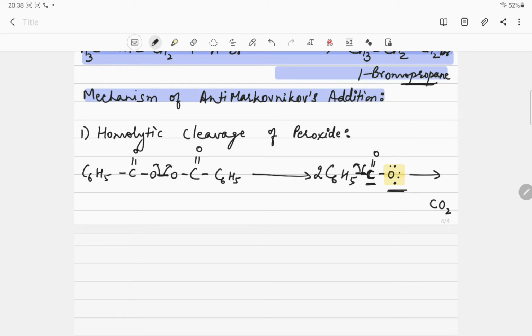It will pair up the electron present on this oxygen, and that is how it will be forming carbon dioxide. Now what about this? This will be left with an odd electron like this. Two phenyl free radicals are formed: C6H5 with an odd electron, another C6H5 with an odd electron. So the phenyl free radical will be formed. So this is the first step, homolytic cleavage of peroxide.